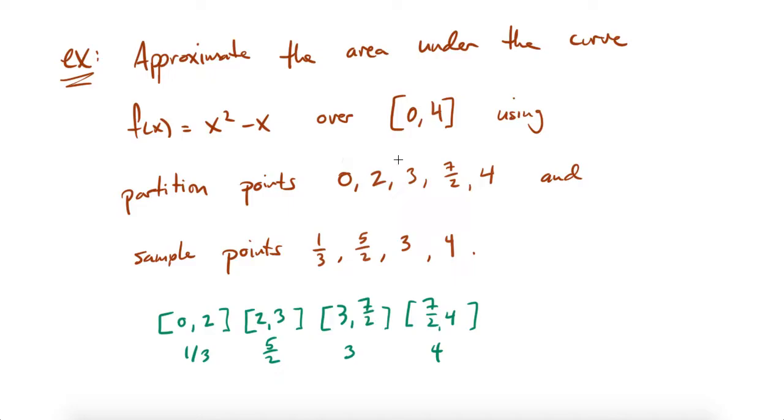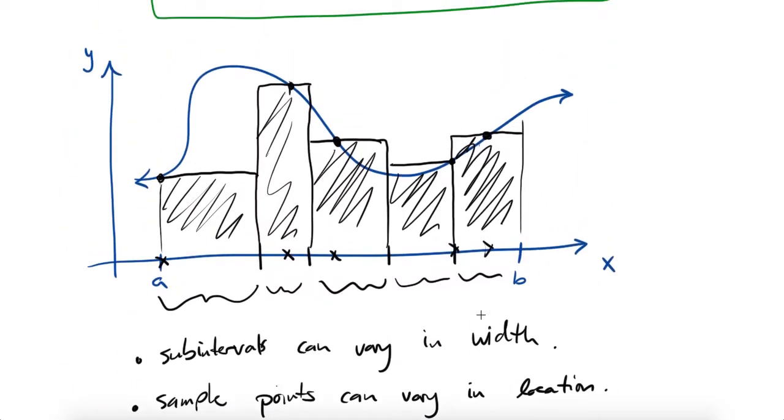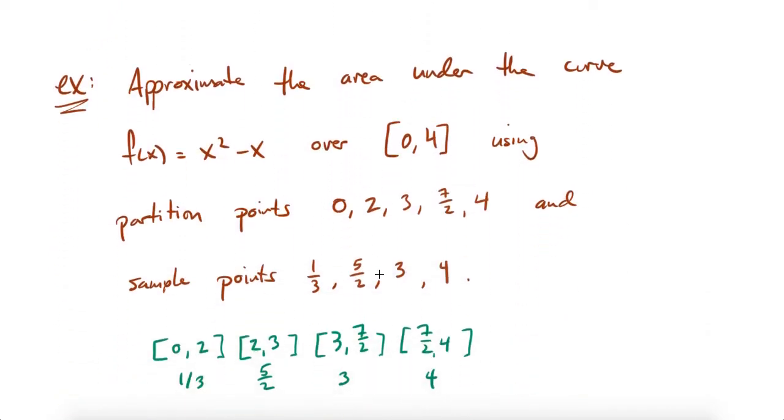What we're doing is choosing the places to break our intervals. This isn't really a true partition because I'm allowing 2 to be in both of these, and 3 to be in both of these, but that's not too big a deal. Then for the sample points, you should have one from each subinterval. For example, 1/3 comes from the subinterval 0 to 2, 5/2 comes from 2 to 3, 3 comes from 3 to 7/2, and 4 comes from the last subinterval. This is like what I'm doing in this picture: chopping this up into unequally sized subintervals and taking a point in each. It can be the left point, the right point, it can really be anything.